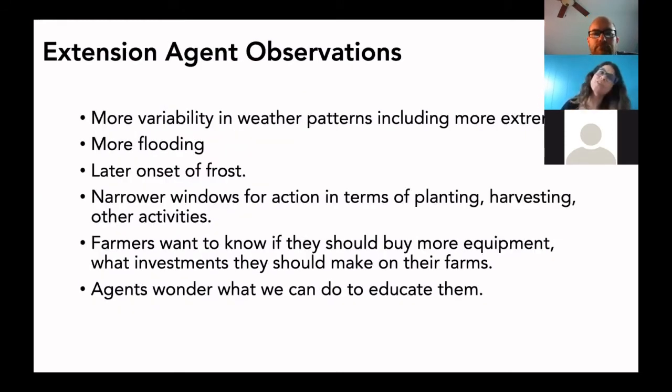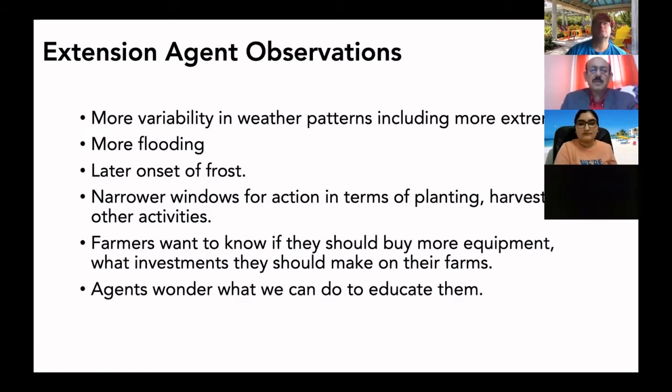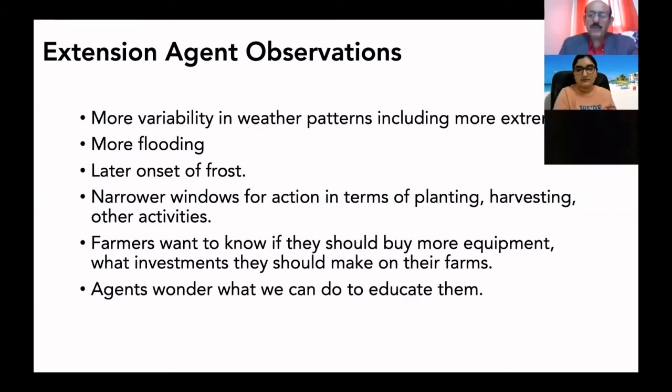Here are some of the things that really stood out to me, and we saw similar observations in both West and Middle Tennessee. People have noticed more variability in weather patterns, including more extremes: more extreme temperatures, more extreme precipitation, especially more flooding. In particular, a later onset of frost, and people discussed maybe the compression or the shifting of the winter season. Maybe we see frost onsetting a bit later in the year and winter really starting more in January or February.